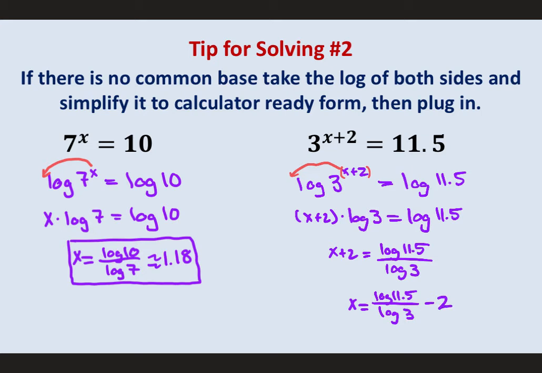We can go ahead and plug this into our calculator. So we'll plug it into our calculator and get log 11.5 over log of 3, and then minus 2 from the whole thing, and you get about 0.22 as our answer. So we can go ahead and box that, and that's good to go. All right, let's keep going.